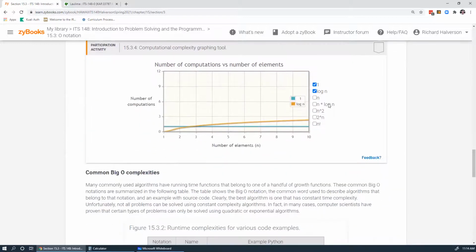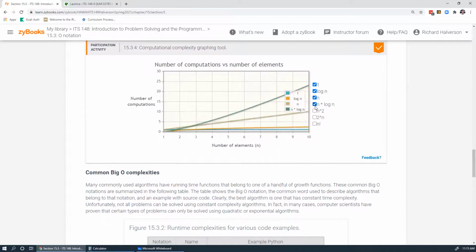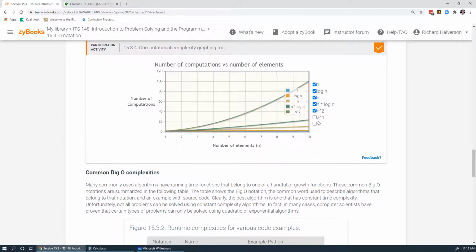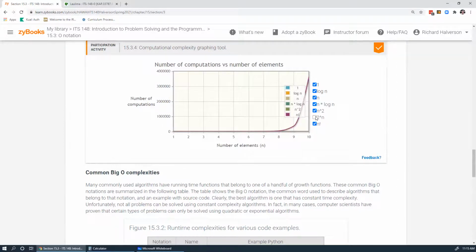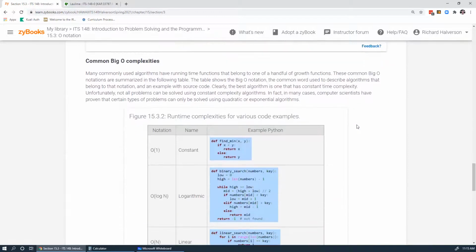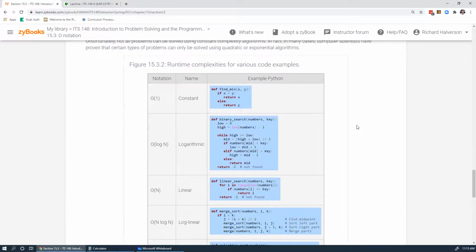So anyway, this kind of shows the growth. This is n squared. This is n factorial, I guess, is the biggest. So, common big O complexities. Here are examples.